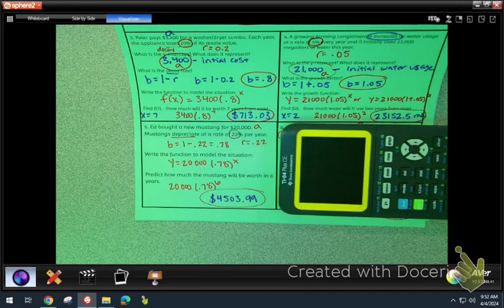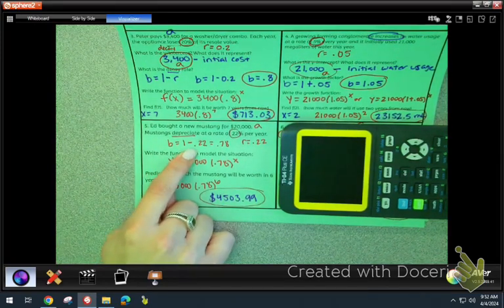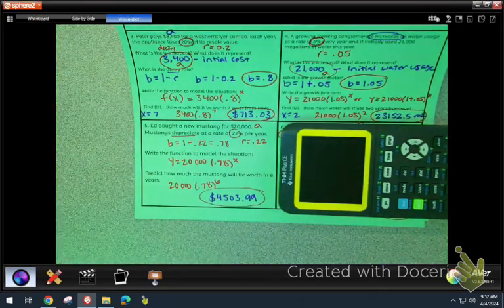Some of you guys converted 22% to 0.22, which is right, but some of y'all did not do 1 minus in front of it. You have to do that, okay? You have to make sure that you remember to put the 1 minus. That is your B value.